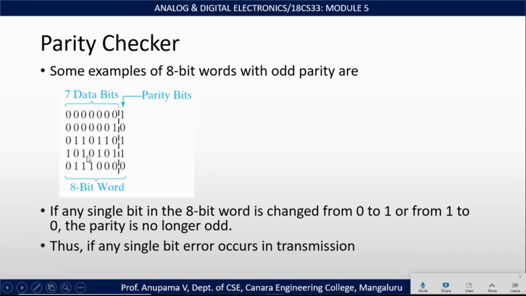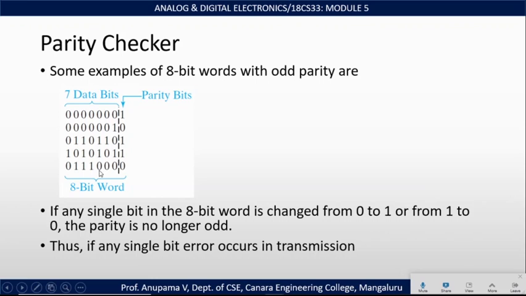If I see the next example, 10101001, what is the number of ones in the given sequence? There are 4 ones. 4 ones means it is an even parity number. How can we convert this even parity number to an odd parity number? By appending a 1. If I append 1 to the given sequence, what happens? There are 5 ones in the given sequence, which is an odd parity number.